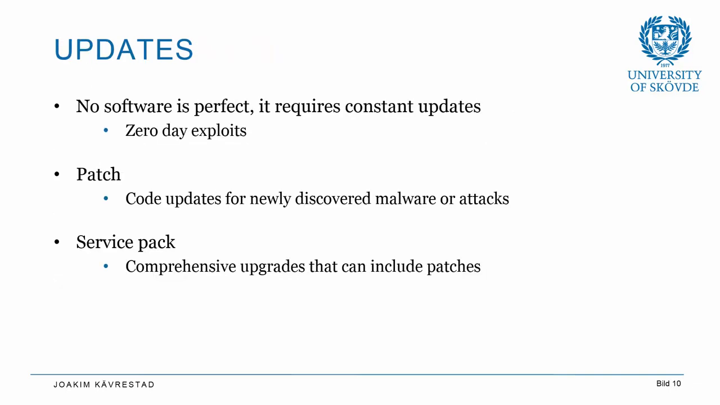I also want to mention updates, and as we talked about a little bit before, no software is perfect, so it requires constant updates. I don't know the number, of course, but I would guess that there are millions and millions of lines of code in Windows, and there are surely mistakes. And there is something that is called zero-day exploits. A zero-day exploit is basically an exploit that someone just found out, so it's the 0th day that it's in existence, and no software has been patched against it yet, so it's possible to use.